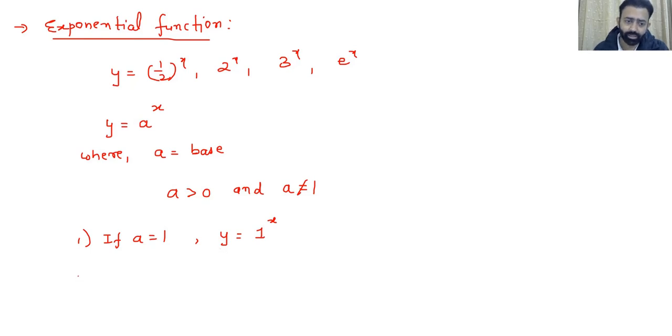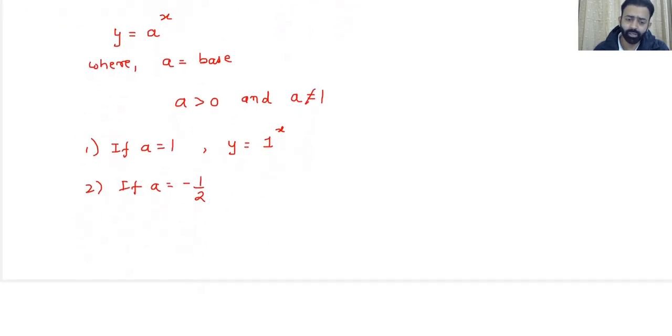And for the second condition, let us say a is negative, for example, let us say the value of a is minus half. So our function will be of the type y is equal to minus half raised to power x. Now clearly, since the base is negative, the answer will be of two types. It can be either greater than 0 or less than 0. Why am I saying this? Because depending upon the value of the exponent, the answer will be either positive or negative.